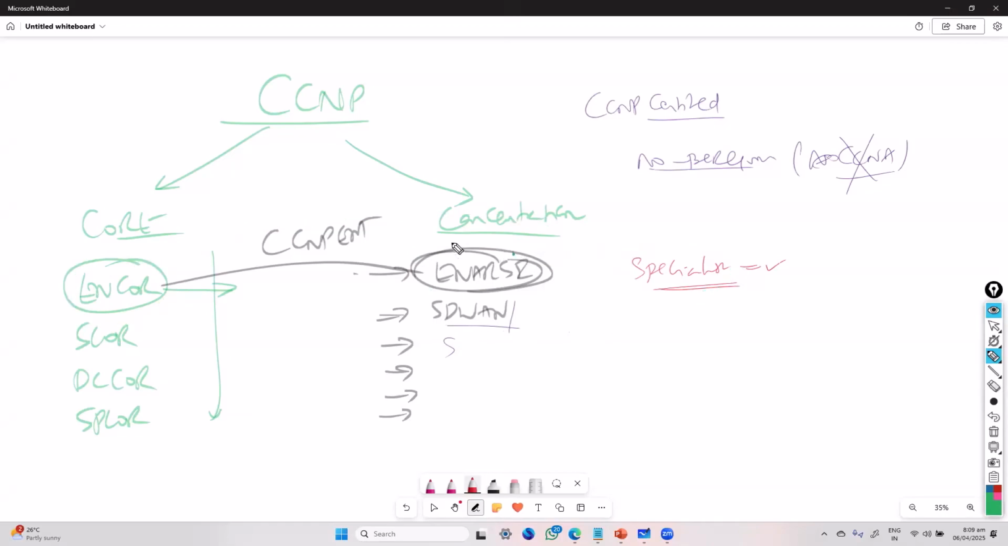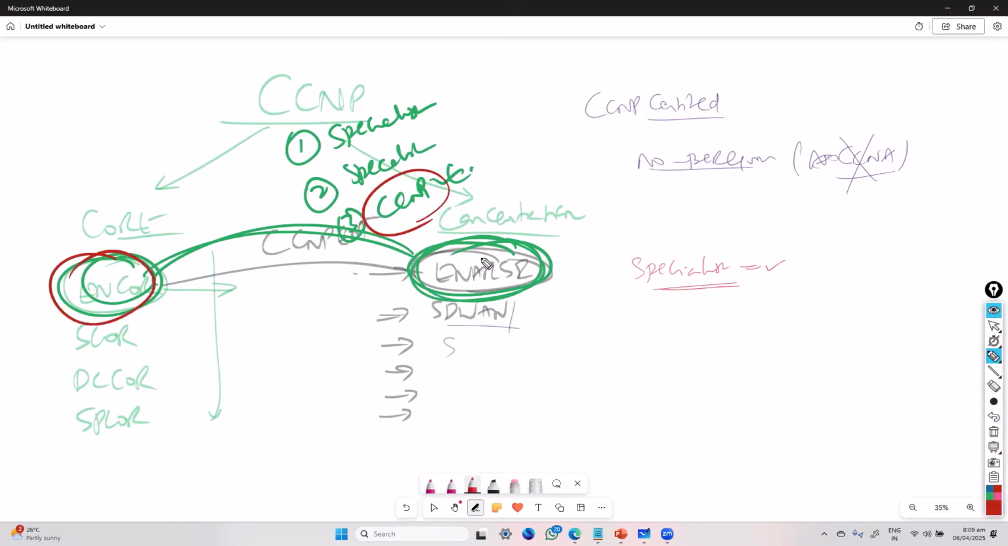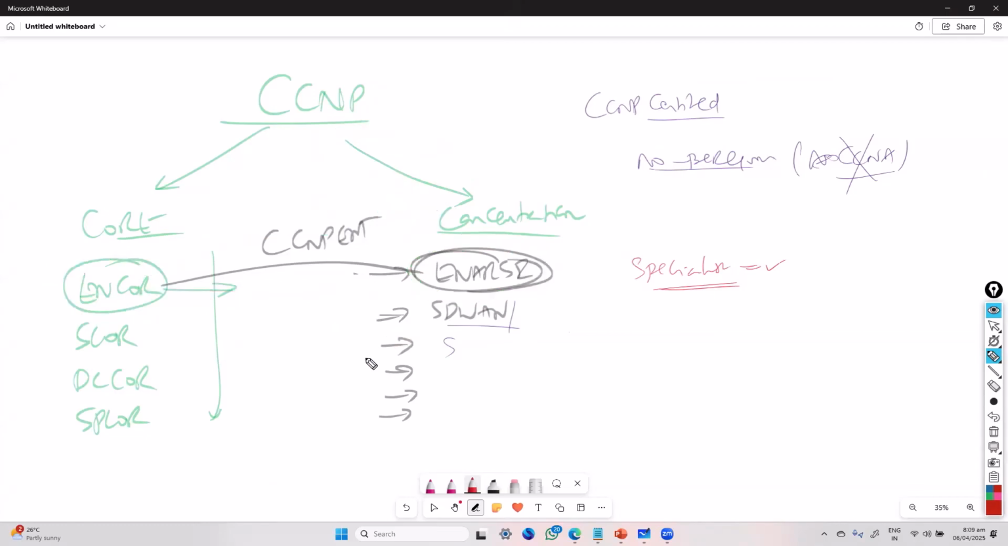And when you pass two exams, one core exam and any one concentration exam, then you will get three certificates. One is the core specialist certificate, then the Enterprise Advanced specialist certificate, and then there is the CCNP certified. Okay, so in order to get CCNP certified, you need to pass one core exam and one concentration exam, any one core exam and a relevant concentration exam you have to pass.